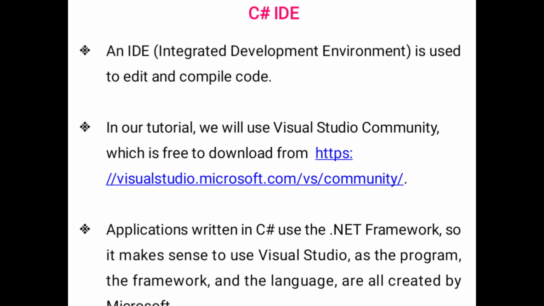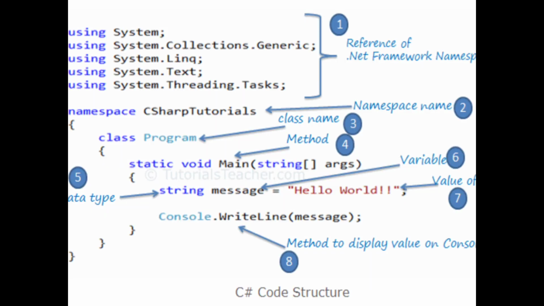So the next one, C# IDE. An IDE, Integrated Development Environment, is used to edit and compile code. In our tutorial, we will use Visual Studio Community, which is free to download from visualstudio.microsoft.com. In this link, we can download the C# IDE. Applications written in C# use the .NET framework, so it makes sense to use Visual Studio as the program. The framework and the language are all created by Microsoft.